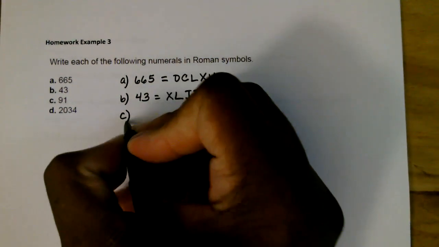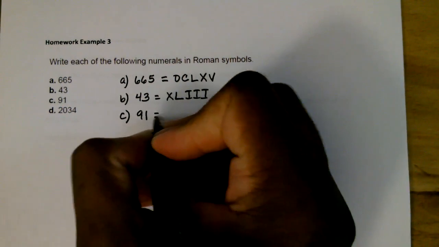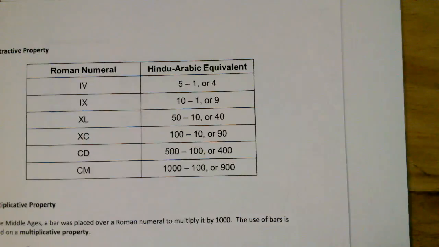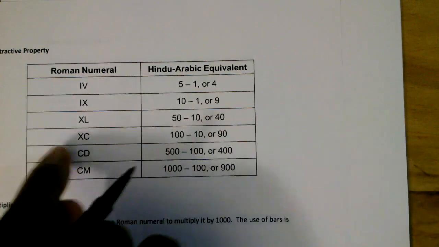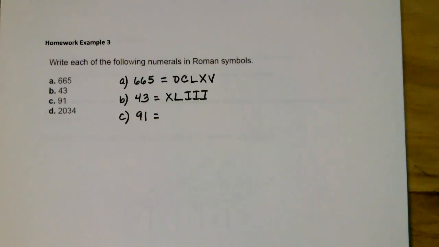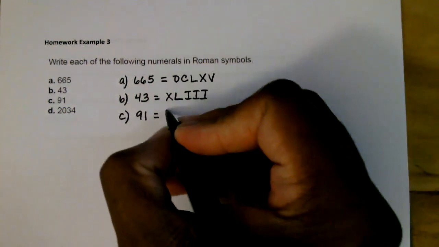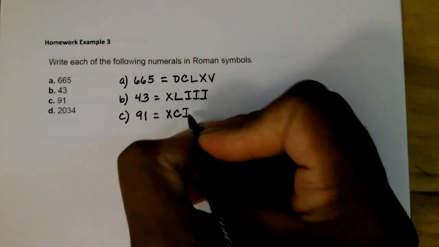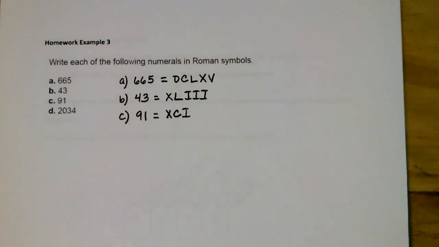Okay, part C. 91. Want to write that as a Roman numeral. Well, 90 uses a subtractive property as well, because 90, if you recall, is XC. 90 is XC. And then for the 1, the Roman numeral for 1 will be I. So XCI is the Roman numeral for 91.